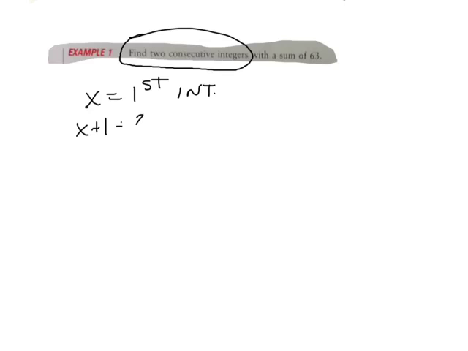Okay, so what we have here is: find two consecutive integers with a sum of 63. This first part right here, find two consecutive integers, is where you can define your variable. x is the first integer, and x plus 1 is the second integer.